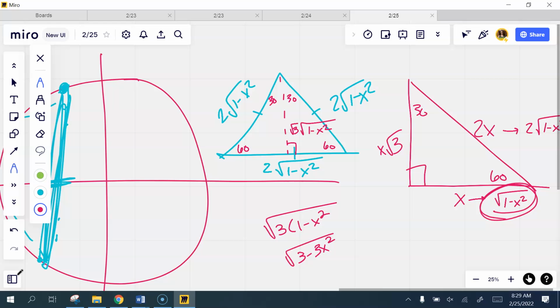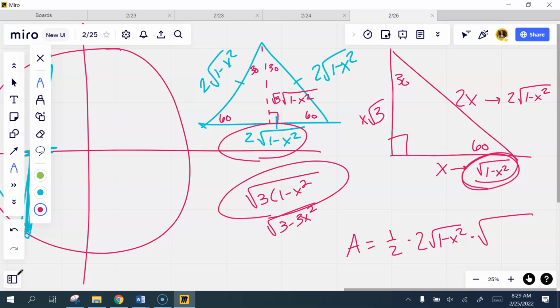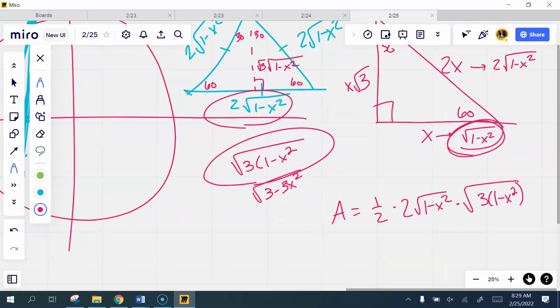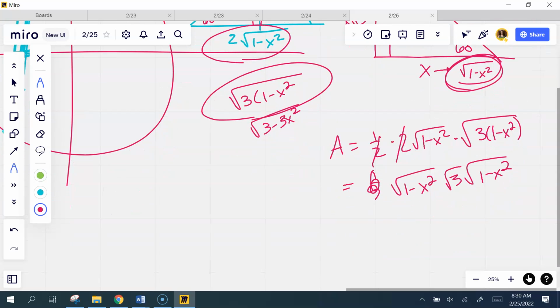All right, but the point is that I need to find the area of this. So the area would be 1/2 the base, 2 square root 1 minus x squared, times the height, of course, which is the square root of 3 times 1 minus x squared. Well, if I left this, the 2's cancel, yes. If I had left that as the square root of 3 times the square root of 1 minus x squared, since those are the same, the radical could go away. So it'd be the square root of 3 times 1 minus x squared.